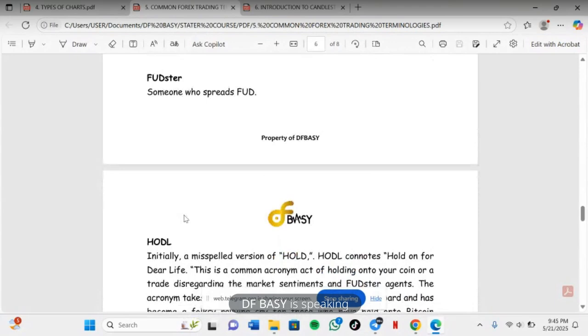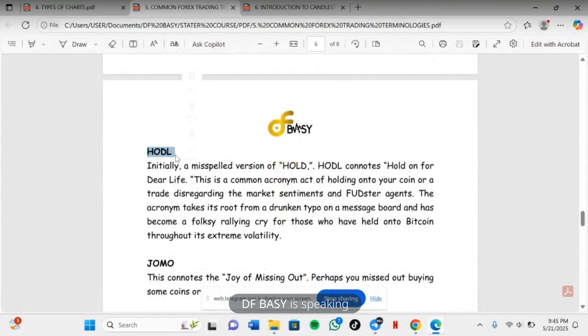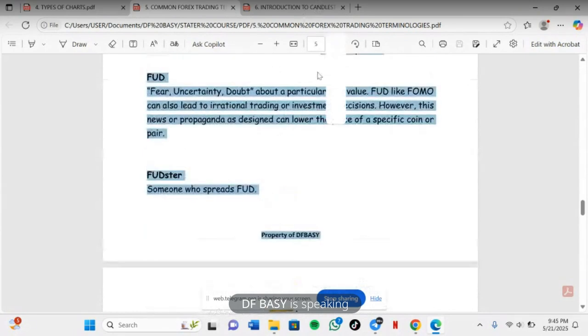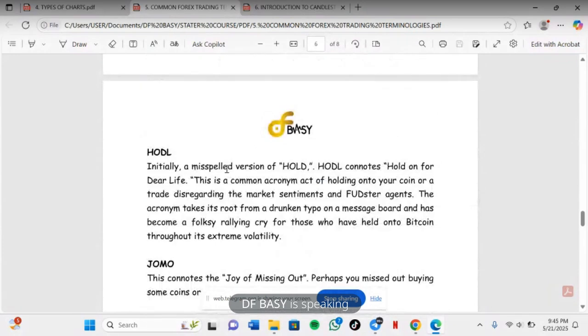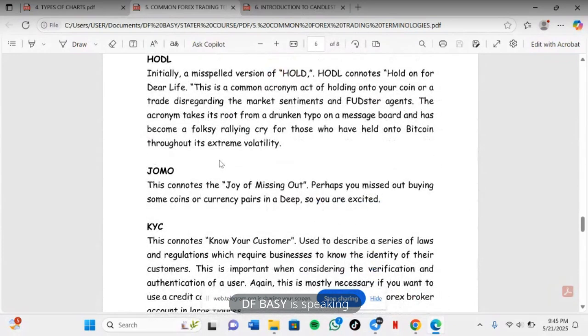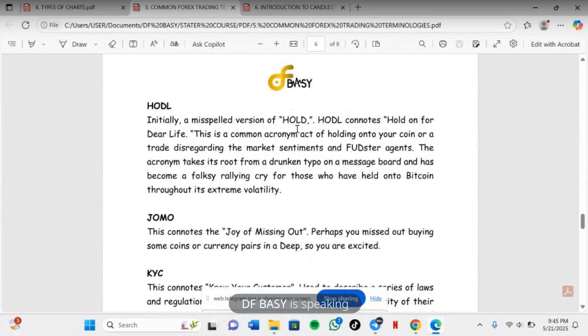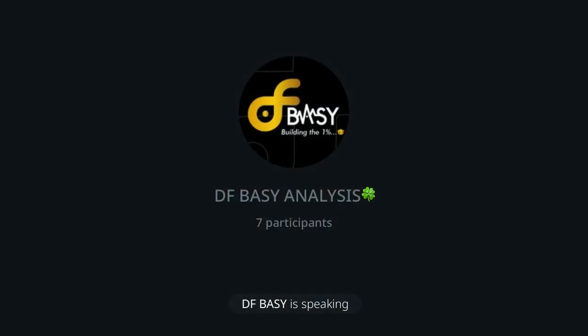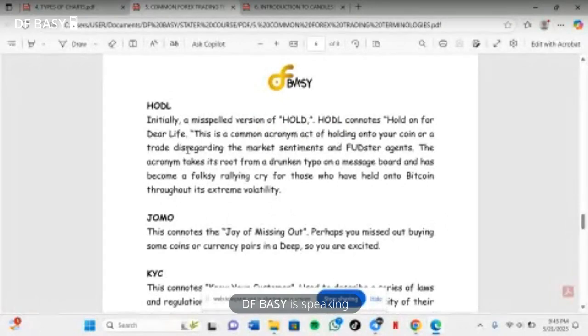So, HODL. It connotes hold on for dear life. It's mostly used in crypto, where you hear traders say hold on for dear life, right? HODL, hold on for dear life. They say hold the coin forever, it will make you millions, it will make you blah blah blah whatsoever.